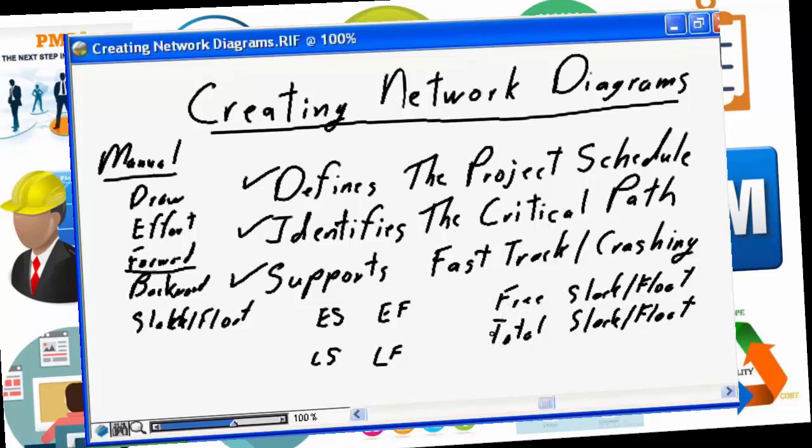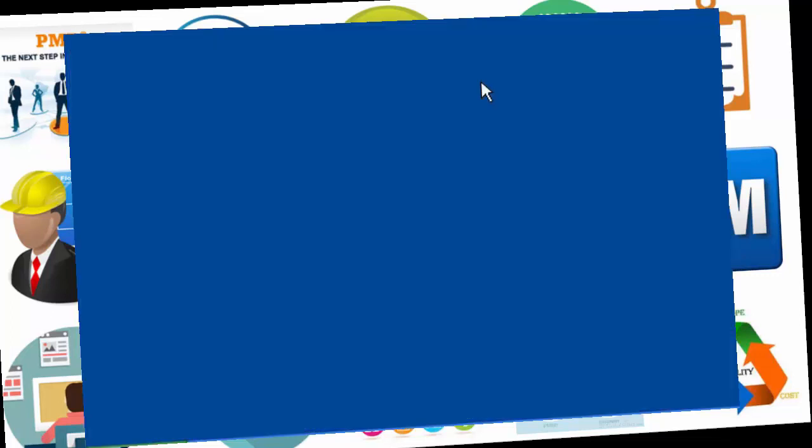Having all of this information is equivalent to what you're going to get from your project scheduling tool as it defines the project schedule. The tasks with no slack, no float, are the critical path tasks, which then is the information that we're going to focus on for fast tracking and crashing the project.